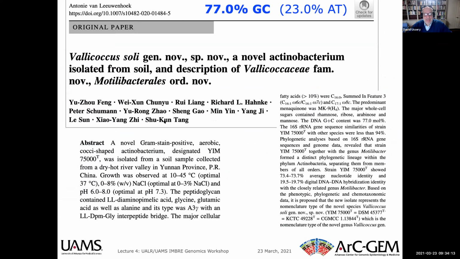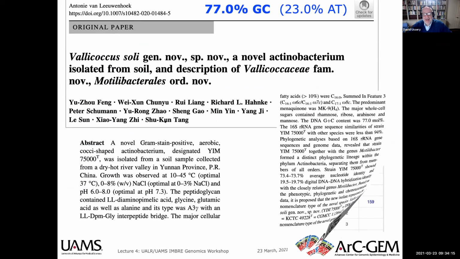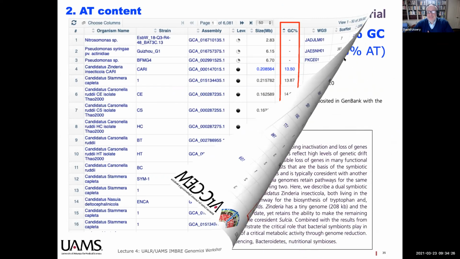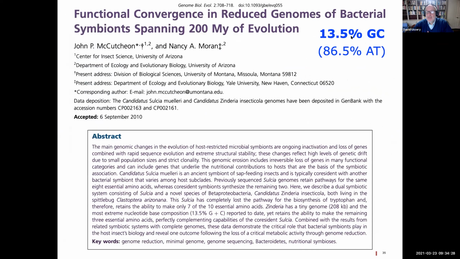And this is basically kind of interesting. Now, we can also look at the lowest AT content. And these guys have really, really low AT content. It's only 13.5, or 86% AT. Now these, remember I was talking earlier about these endosymbionts.